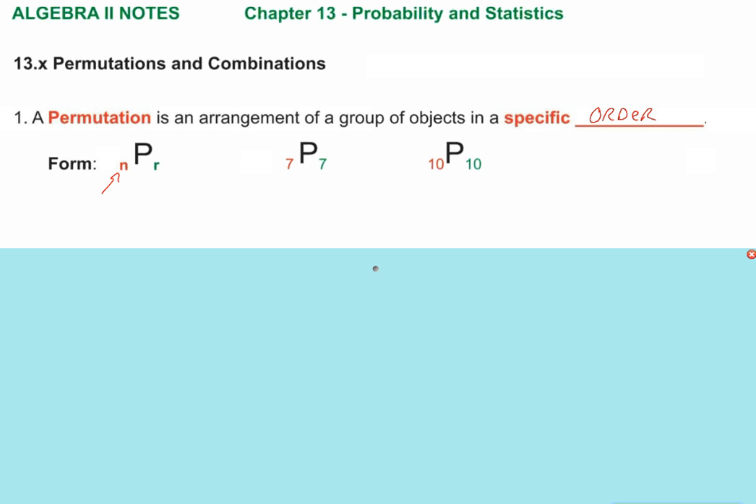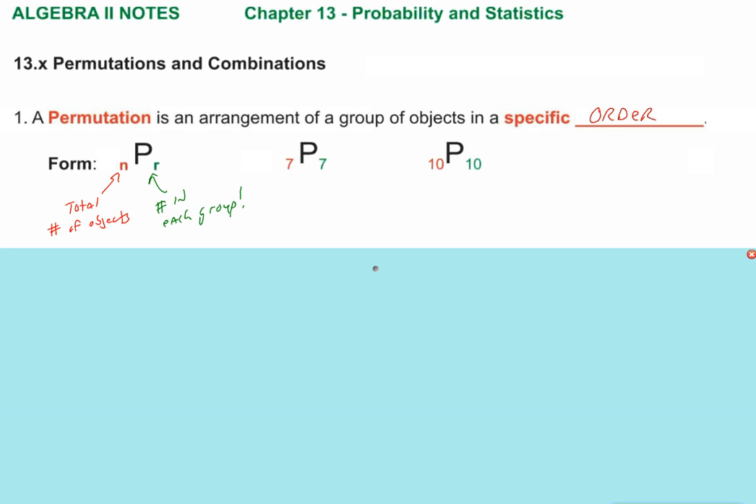So if you remember, the first number to the left in this format is the total number of objects. And then the bottom right is the number in each group. So the bottom left, total number of objects. The bottom right, the amount in each group.